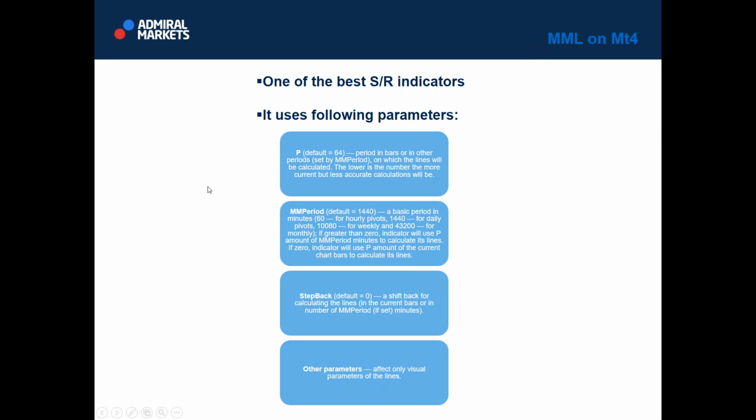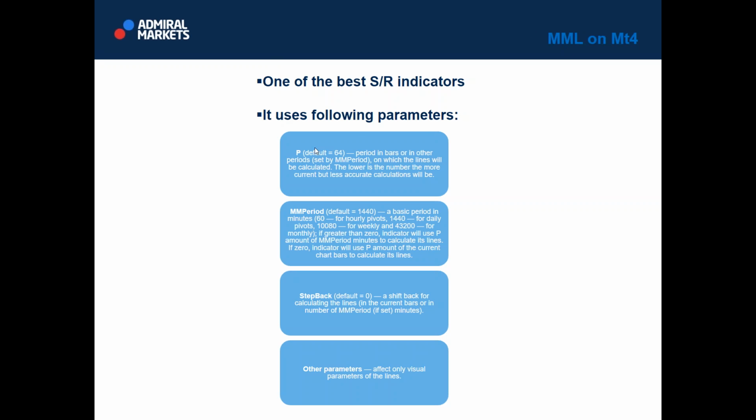Okay, in my opinion, Murrey math is one of the best support and resistance indicators. I need to say definitely one of the best, because it perfectly follows the price. But of course, as with all other support and resistance indicators, you cannot trade it just by itself. You need to have some additional filters. But Murrey math has its own rules that could be implemented into both price action system methods and indicator-based systems.